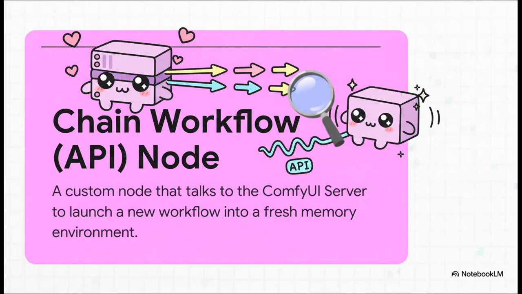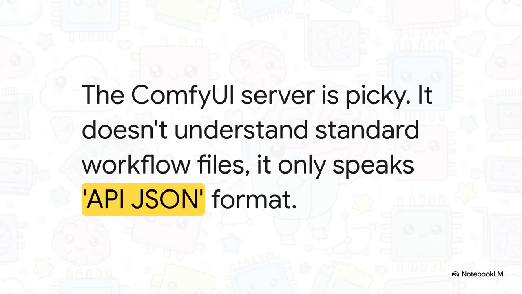And this is the piece of magic right here, a custom node from Creepybits called Chain Workflow. This thing is so clever. It doesn't just pass an image to the next step, it actually communicates directly with the Comfy UI server, the program running in the background, and tells it, "Hey, I'm done, wipe the slate clean, and now launch this next process from scratch." There was one big catch, though.